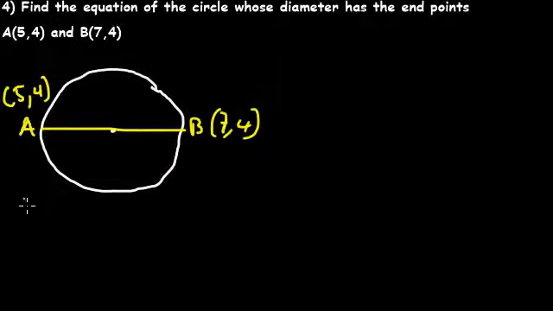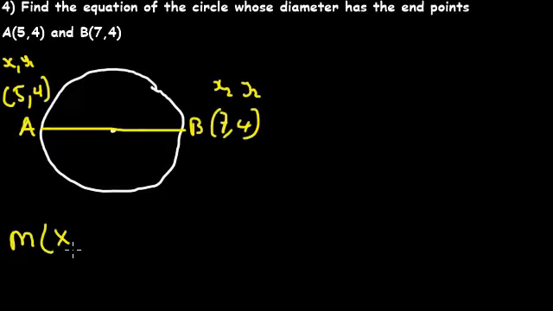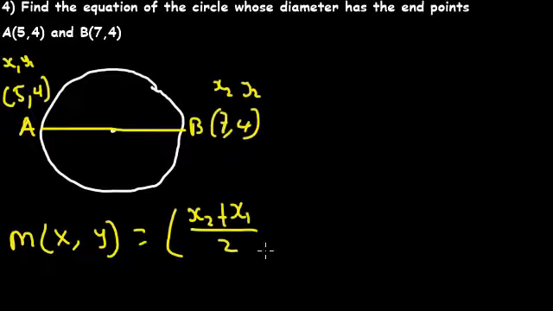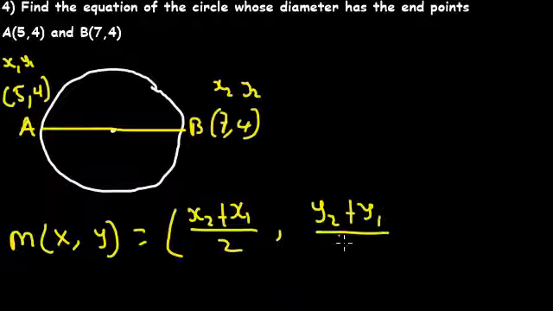Now, if this is x1, this is y1, this is x2, this is y2, the midpoint formula says that the coordinate of the midpoint M, which is (x, y), would be equal to, in the bracket, (x2 + x1) divided by 2, (y2 + y1) divided by 2.